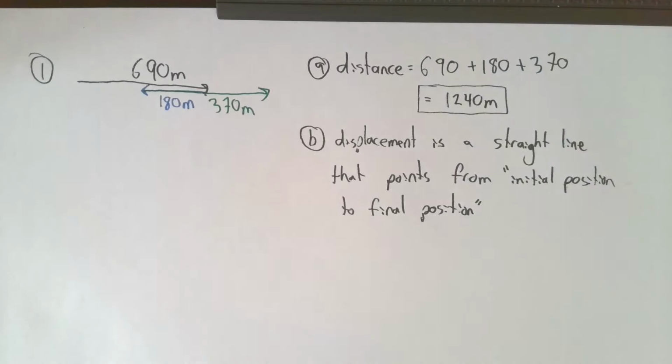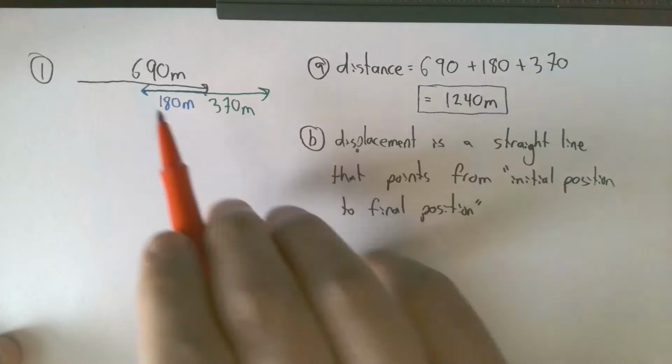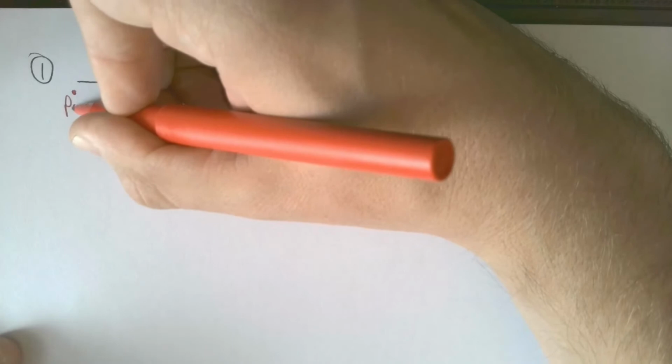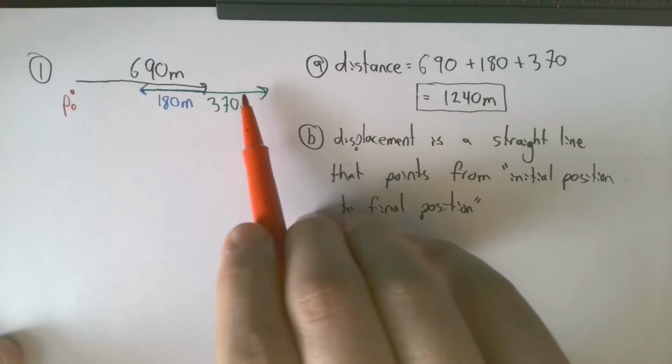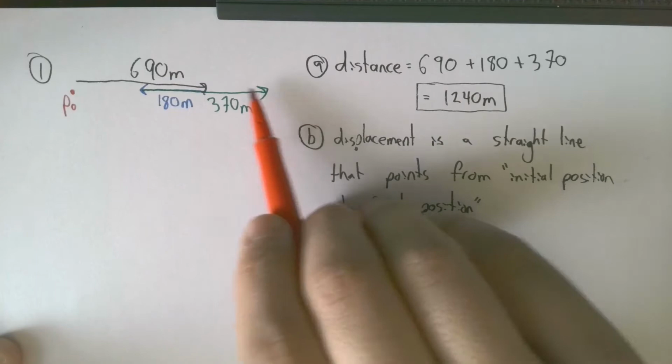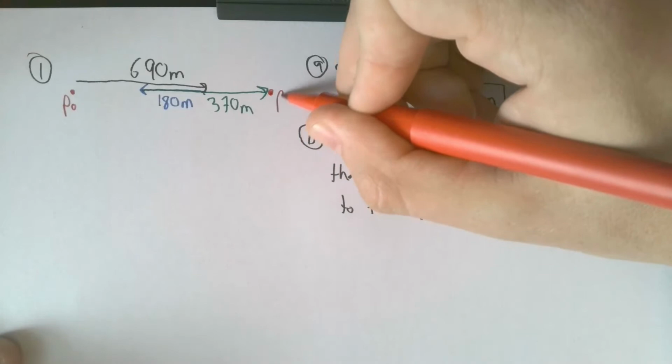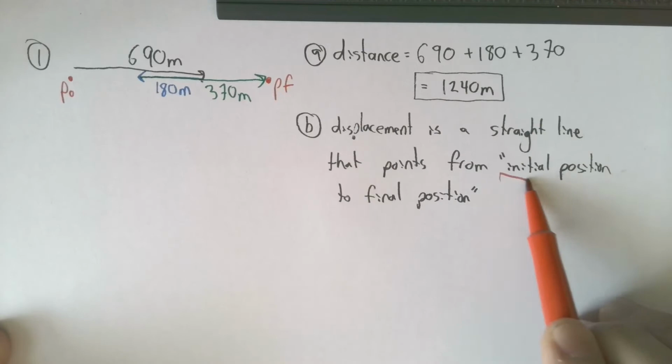So we have to label that in our picture. Where is the initial position? Well, what did they do first? The whale started by going 690 meters east, so this is the first motion, and they began here. So that's PO, initial position. Doesn't matter how much back and forward motion occurs here, it only matters that they ended there. So they went 690, then 180, and then 370. So here's PF. To find displacement, we have to label initial position and final position. That means starting spot and final spot.